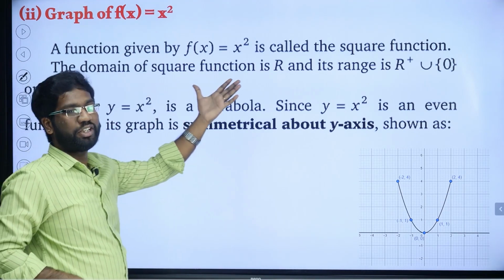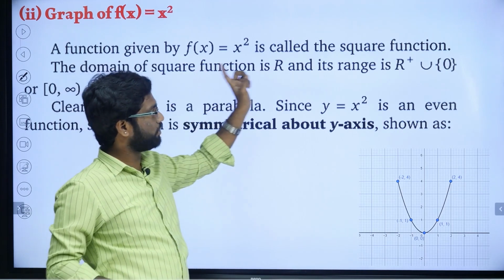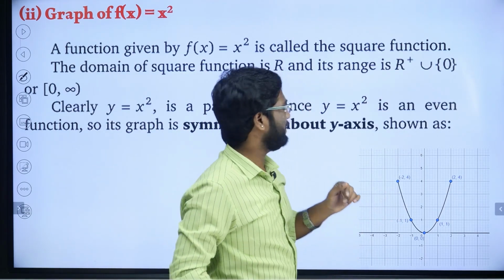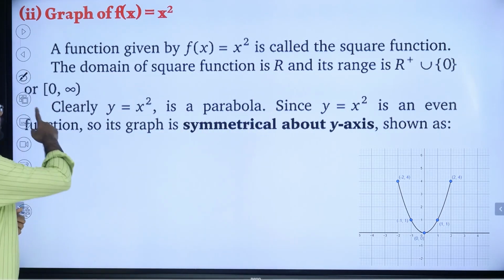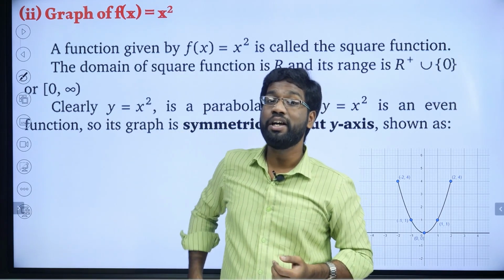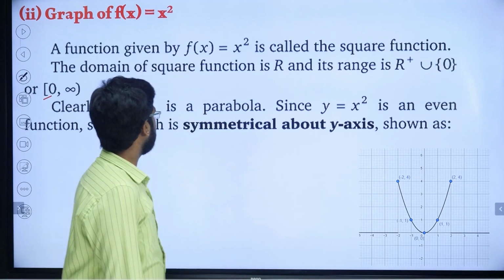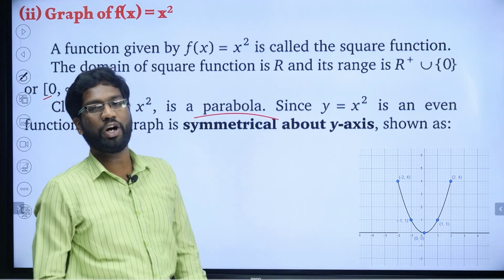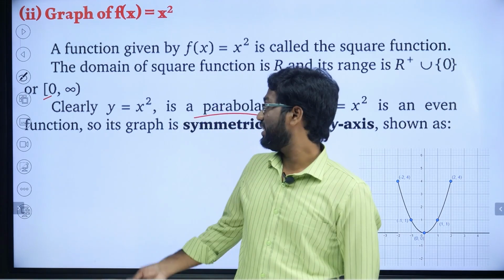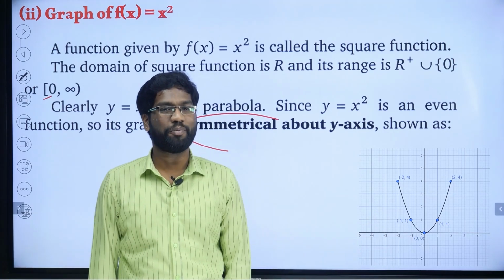So that's what I have mentioned here, my dear students. X square is also called the square function, and the domain of the square function is R and its range is R plus union 0. That's what I have explained to you, my dear students. Or else you can also use the interval sign, 0 to infinity. 0 we have taken in a square bracket, which means 0 is included here. And clearly, my dear students, y is equal to x square is a parabola. There is no doubt in that. And x square is an even function, I said to you, and this graph is symmetrical about the y axis. These things also I have explained to you before, my dear students.